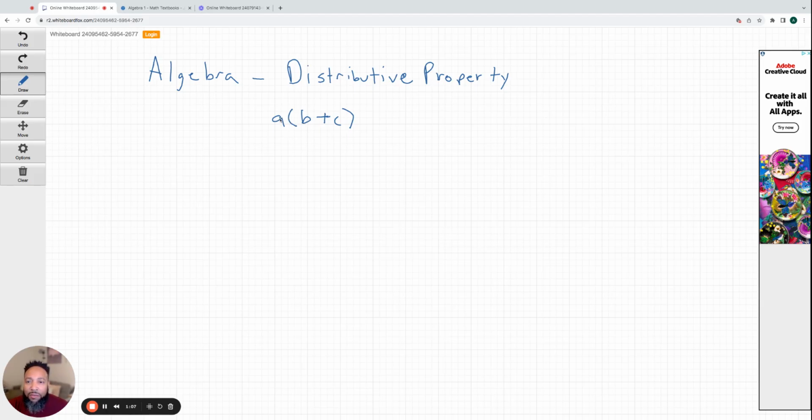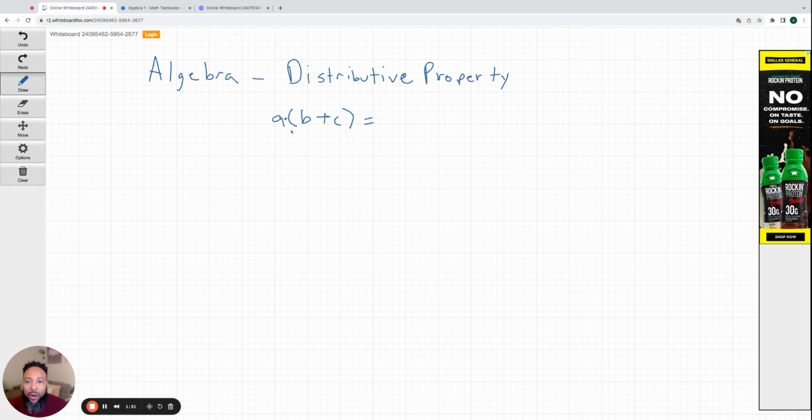Usually when you see two numbers next to each other like this with the parentheses, you assume that there's going to be multiplication there. Sometimes you may see a little dot right next to it, or if not, you're going to assume that's multiplication. So you're going to distribute what's in the parentheses out with what's multiplied by the letter A. So your answer would be A times B plus A times C. So basically we've distributed the A, which is multiplied by B plus C, to B and C.